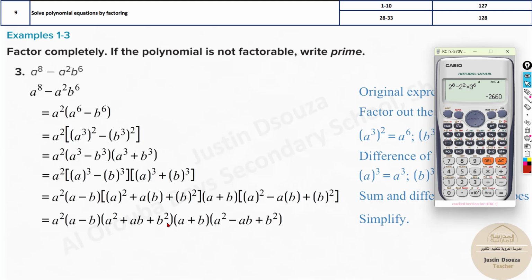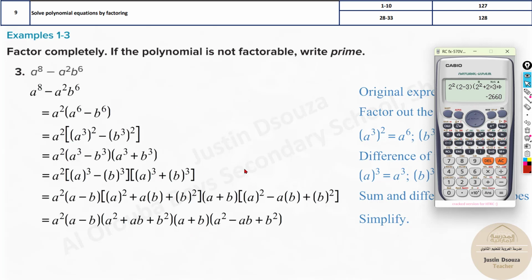Now here I should get the same answer. Let's do it. 2 squared multiplied with, that's 2 minus 3, multiplied again with 2 squared plus 2 times 3 plus 3 squared, close the bracket, again bracket, 2 plus 3, close the bracket, and now lastly we have 2 squared minus 2 times 3 plus 3 squared. I hope I have substituted everything correctly. Yes, it's correctly substituted. The answer was the same, 2660.